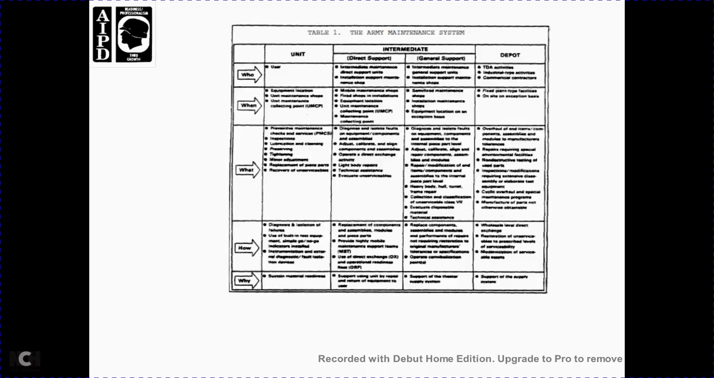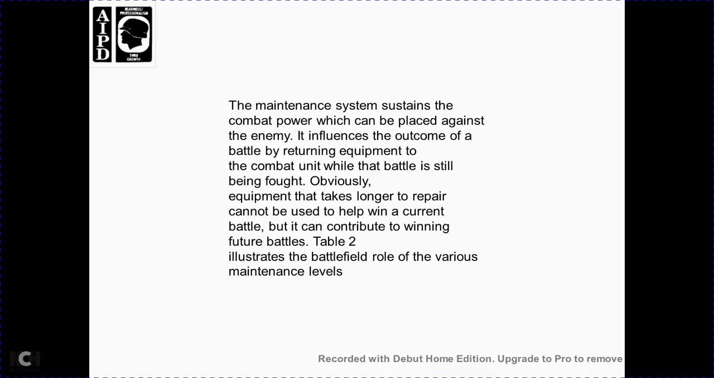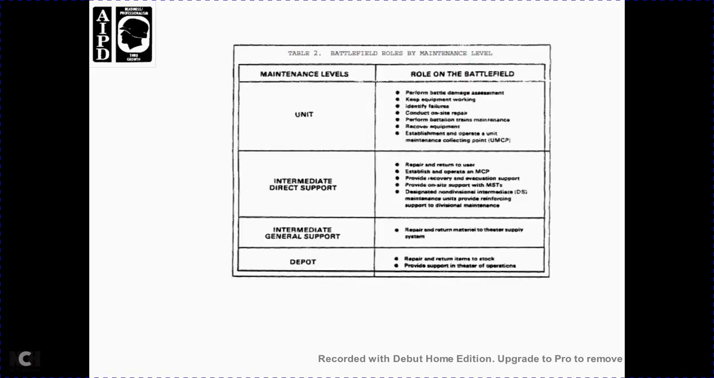The unit, intermediate direct support and general support, and depot maintenance system consists of combat power to place against the enemy and influence the outcome of the battle, returning equipment to combat while the battle is still being fought. Obviously, equipment that takes longer to repair cannot be used in the current battle, but it can contribute to winning the future battle, with Table 2 illustrating the battle role of the various maintenance levels.